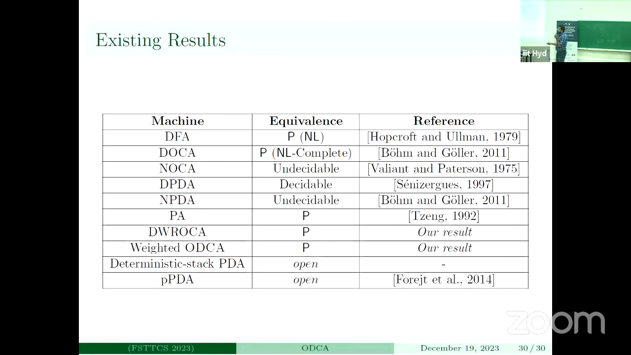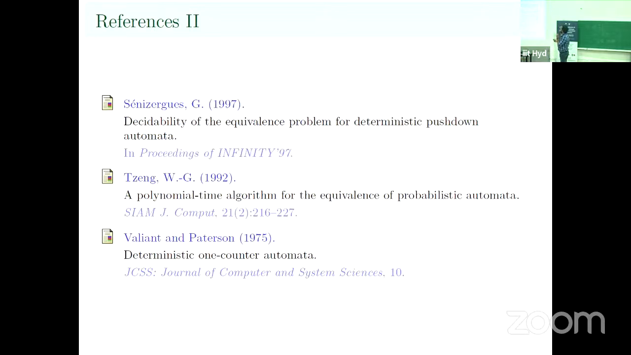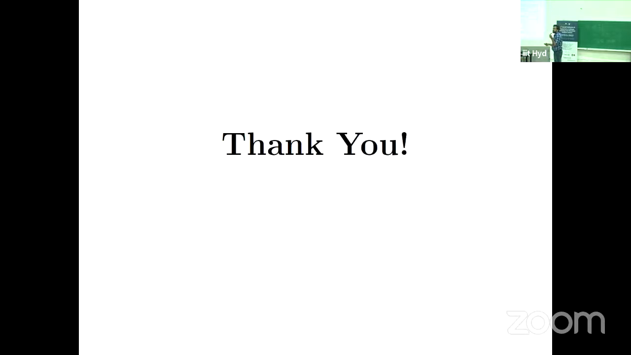So the future direction would be to look at deterministic stack pushdown automata, where the stack operations are deterministic, and probabilistic pushdown automata. These are still open problems. One can also look at active learning of these machines as well. Since the equivalence is desirable, a possible future direction is also to look at the active learning. So these are some references. Yeah, thank you.